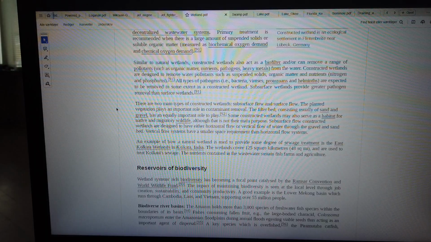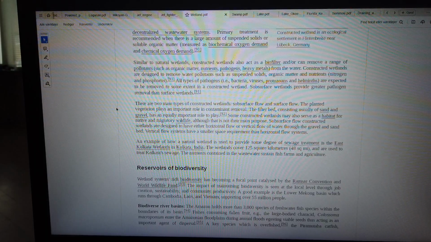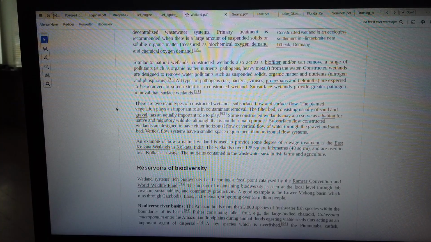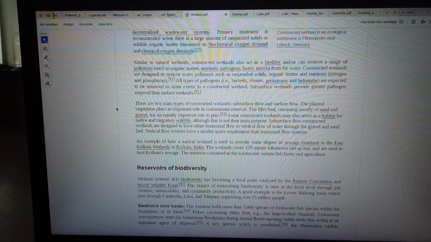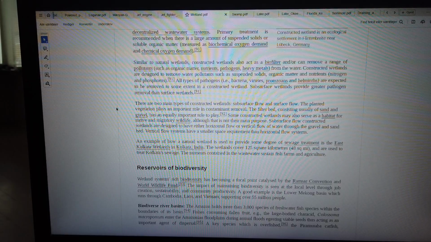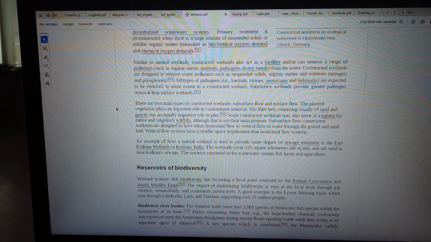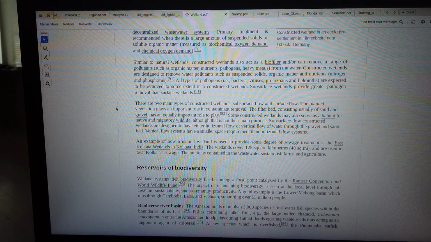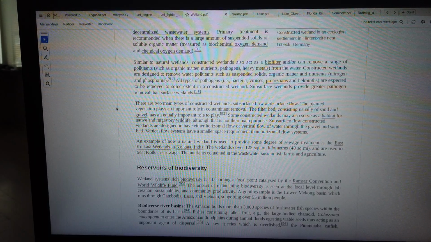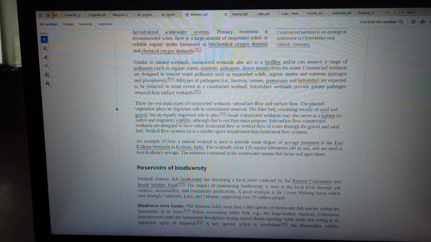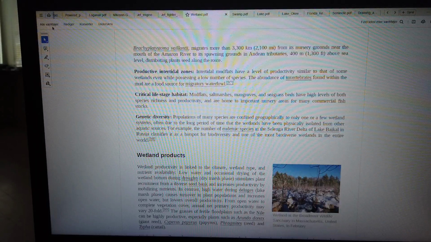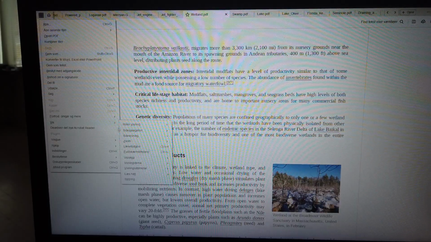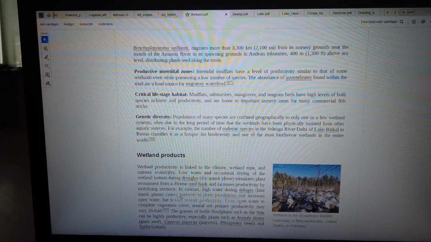Biodiverse river basins. The Amazon holds more than 3,000 freshwater fish species within the boundaries of its basin. Fishes consuming fallen fruit, for example, the large-bodied characid, Colossoma macropomum, enter the Amazonian floodplains during the annual flood, suggesting viable seeds, thus acting as an important agent of dispersal. A key species which is overfished. The piramutaba catfish, Brachyplatystoma vaillantii, migrates more than 3,300 kilometers.